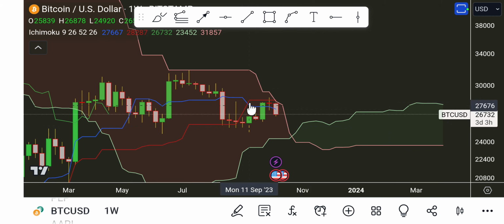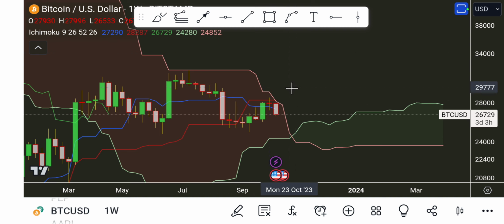We want the TK to cross bullish again, and we want the Chikou span, which is the green line at the back, to move above the price and above the cloud, which is very, very important. So once all these metrics align together, then we'll have that bullish push to the upside.